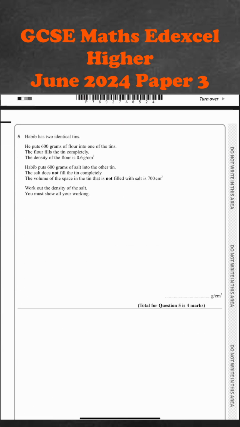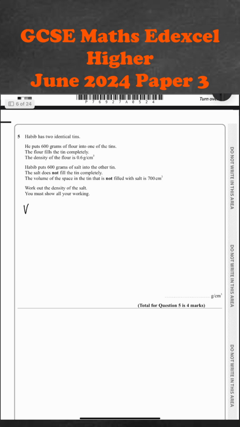Question 5. Habib has two identical tins. He puts 600 grams of flour into one of the tins. The flour fills the tin completely. The density of the flour is 0.1 grams per centimetre cubed. He puts 600 grams of salt in the other tin. The salt does not fill the tin completely. The volume of the space that is not filled is 700 centimetres cubed. Work out the density of the salt.